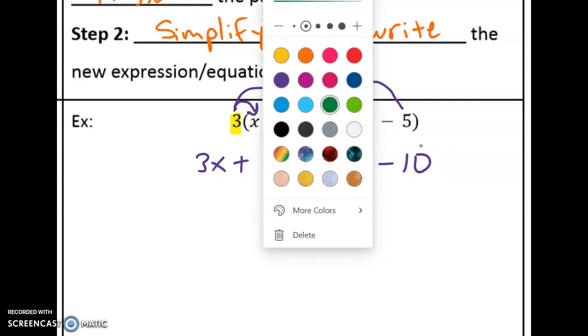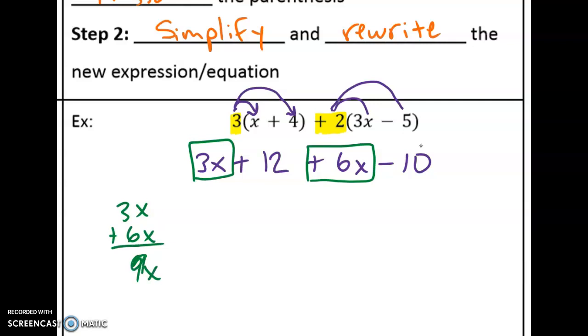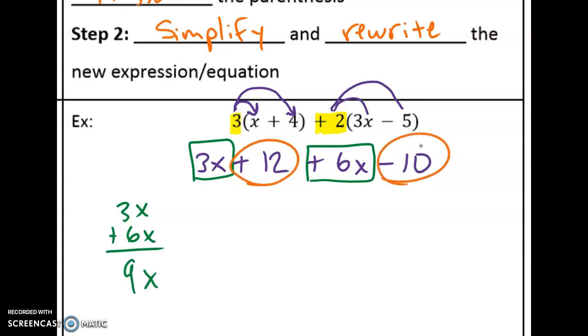Okay, so with that, we're going to box any like term. So we have 3x plus 6x is 9x. So we combined our x's. Now let's combine our constants. We have a positive 12 minus 10, which is 2. And keep in mind it's a positive 2, so we can now combine these together to get 9x plus 2.